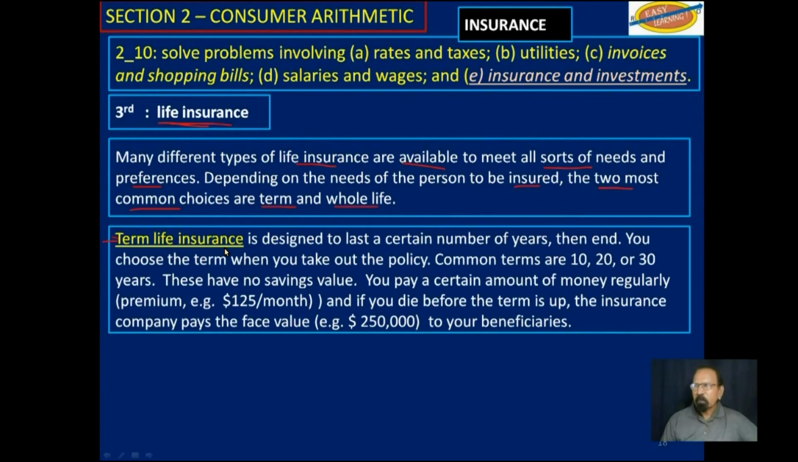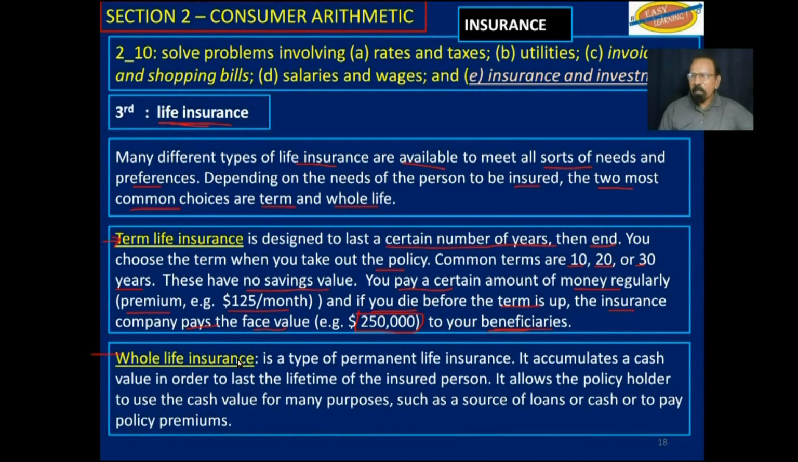So what is term insurance? It is designed to last for a certain number of years. So that's why it's term. And then it ends. You may choose the term when you take out the policy. Common terms are 10, 20, or 30 years. These have no savings value. You pay a certain amount of money regularly. That's the premium, say $125 per month. And if you die before the term is up, the insurance company pays the face value, say $250,000, to your beneficiaries. So while you are alive, you can't get any benefit from term insurance. It has no saving value.